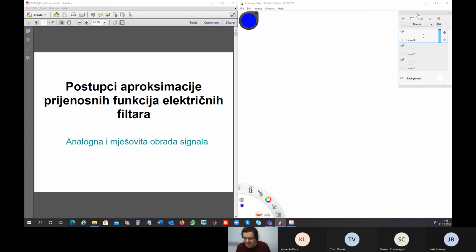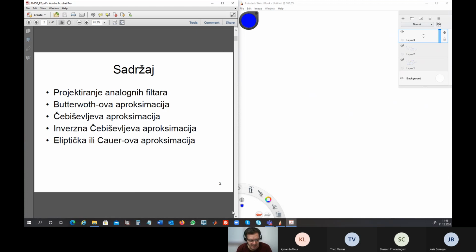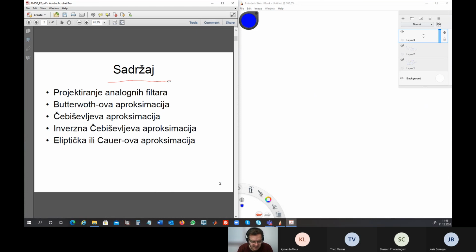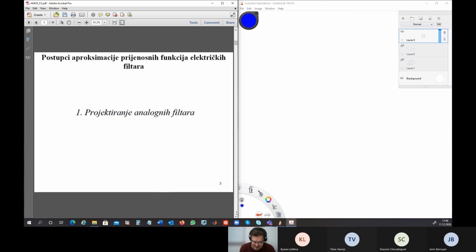Okay, now I will translate it very simply. This is the contents, and it tells how we start with the design of analog filters, and then we'll say a few words about Butterworth and Chebyshev approximations. We'll start with the projecting, or design, of analog filters.